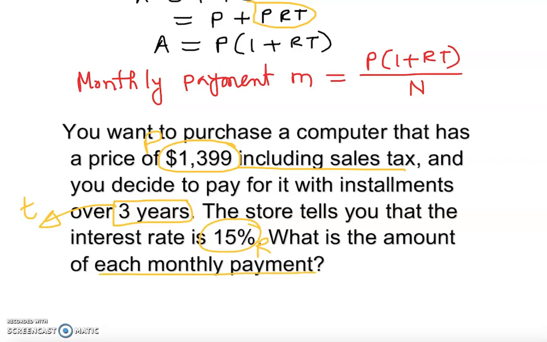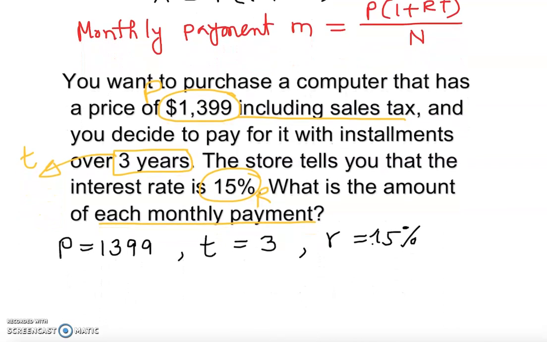So everything I know so far, let's note it down here. I know the fee is equal to $13.99. I know T is 3 years. I know the rate, which is 15%. And all I have to do is plug this into the formula. So my monthly payment M is equal to P open parentheses 1 plus RT close parentheses over N.